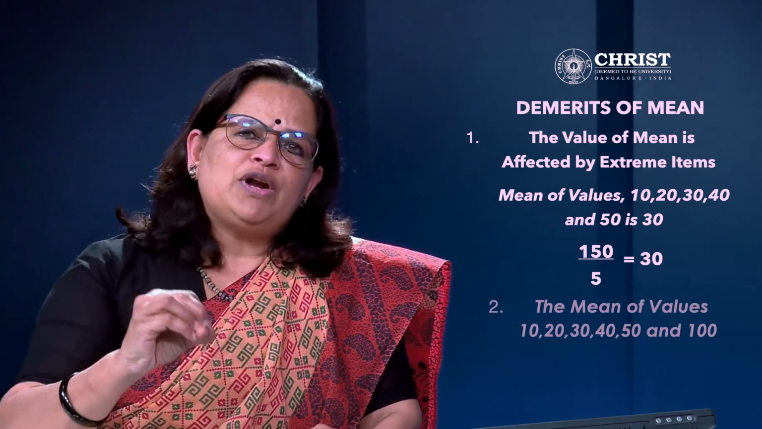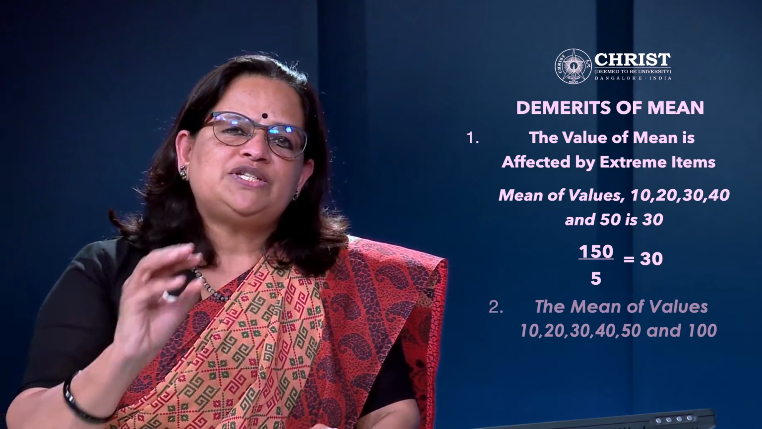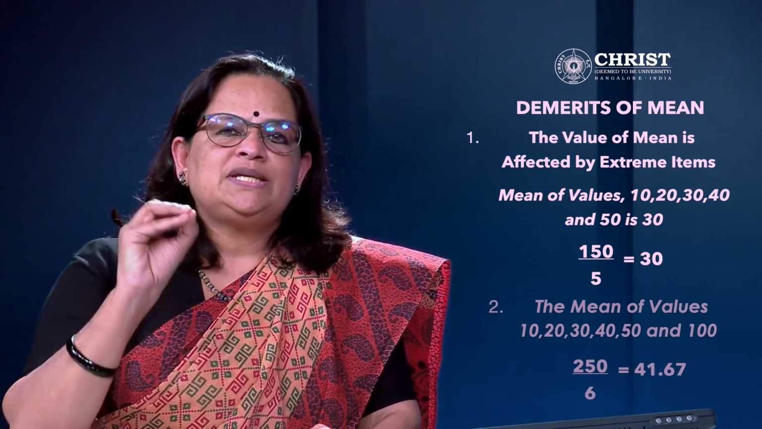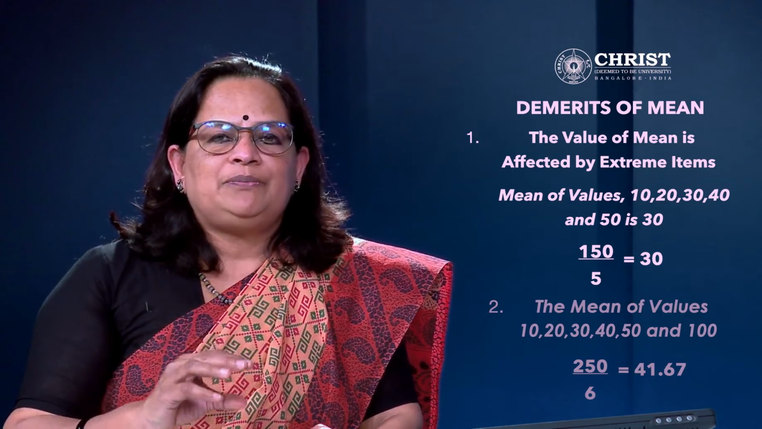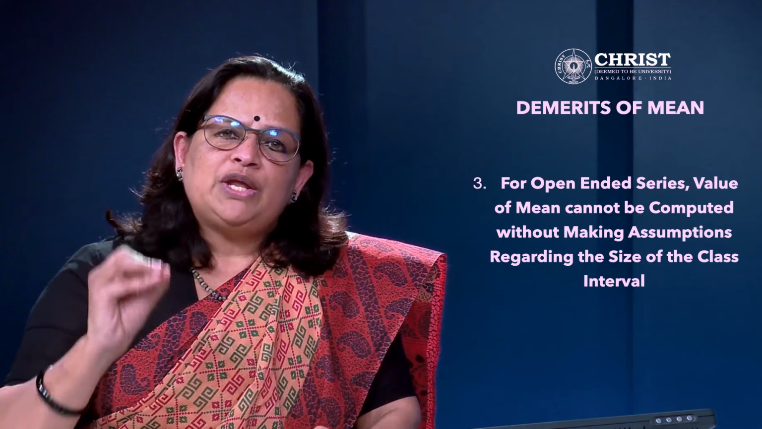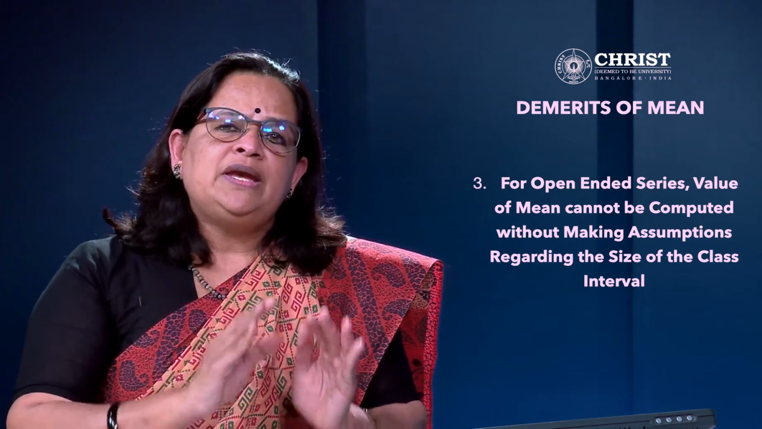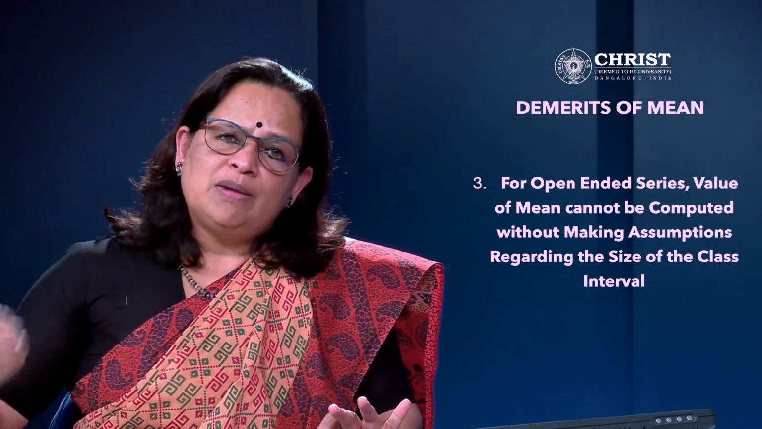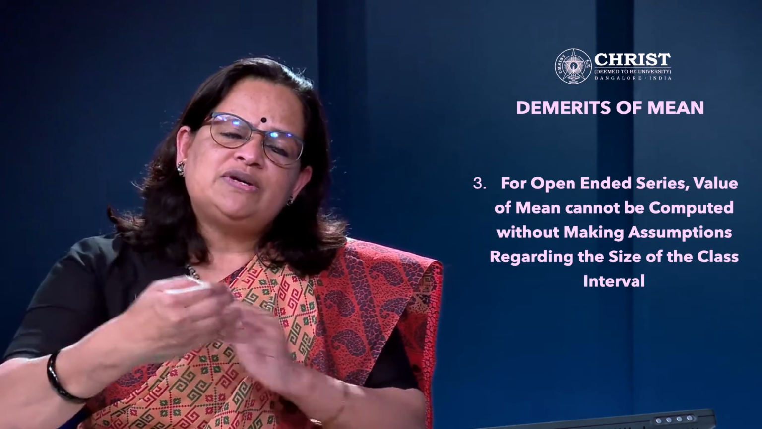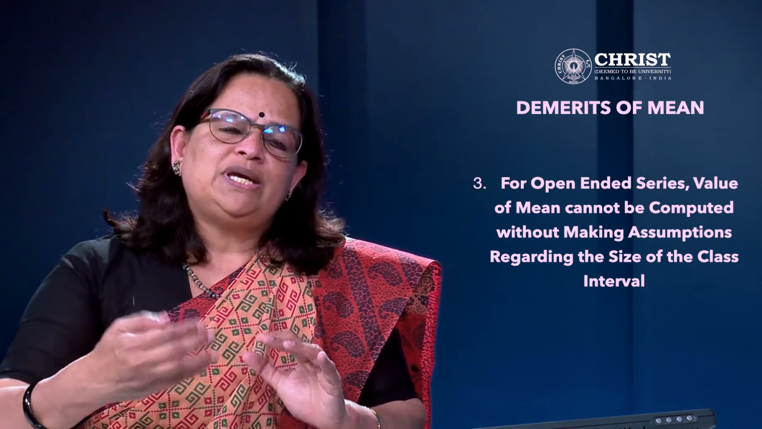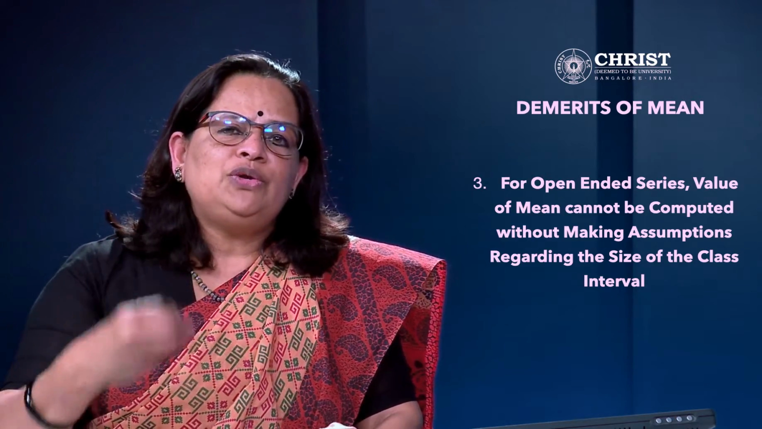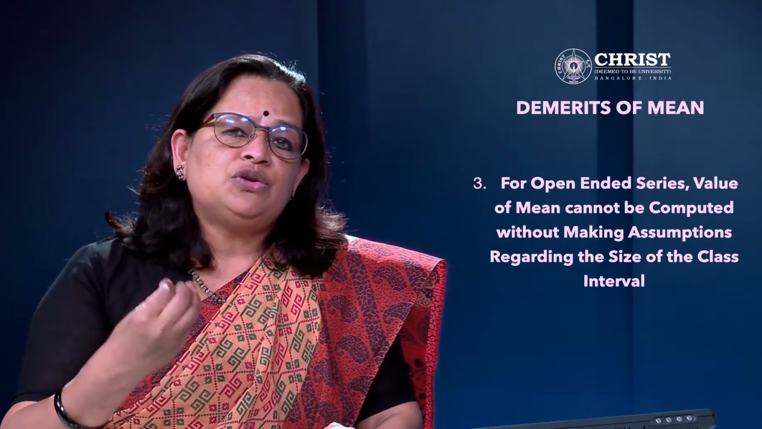But if you add one extreme value to the observations, that is 100, your mean value will change to 250 divided by 6, which is equal to 41.67. The third limitation is that in the case of open-ended series, we cannot compute the value of mean without making assumptions regarding the missing value. Maybe it's the lower limit of the series or the upper limit of the last class, or whichever class is not defined. We will assume that it is uniformly distributed. Whatever assumption we make, we do the computation based on that. So that is a limitation of mean.